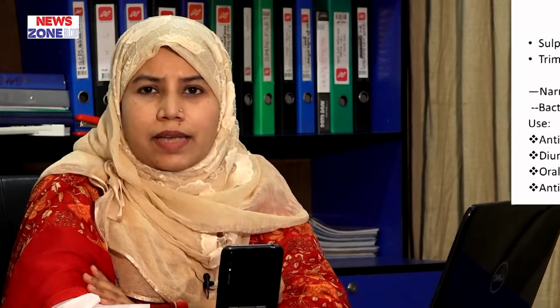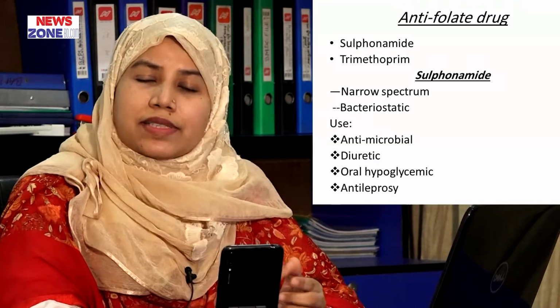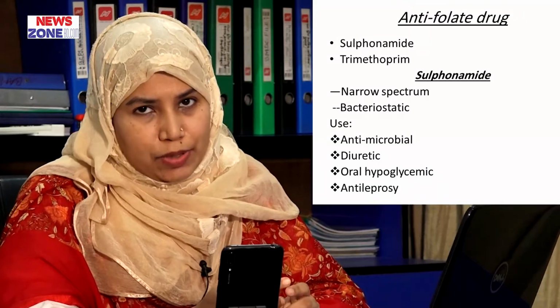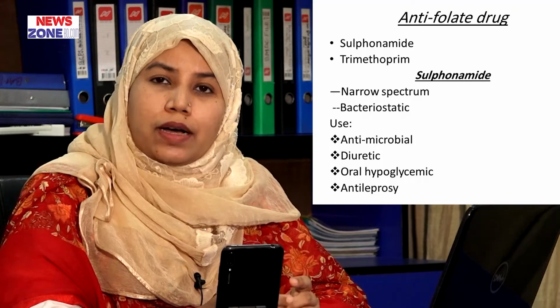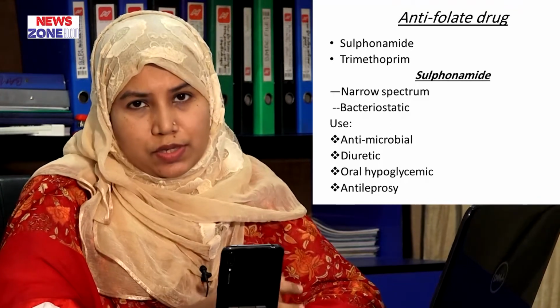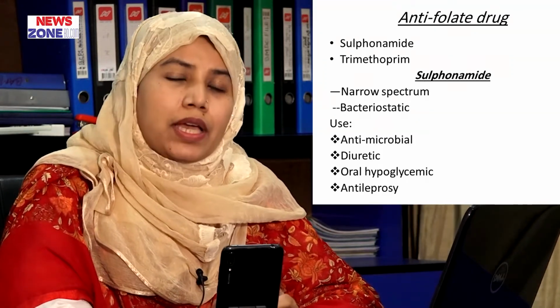So, let's get started. At first, you have to know what an antifolate drug is. It means the drug which exerts its mechanism of action by inhibiting folate is called an antifolate drug. Now, what are the names of antifolate drugs? Two. Number 1, sulfonamide, and number 2, trimethoprim. These two drugs also combine to form a different type of drug, that is cotrimoxazole. I will discuss it in the last section.